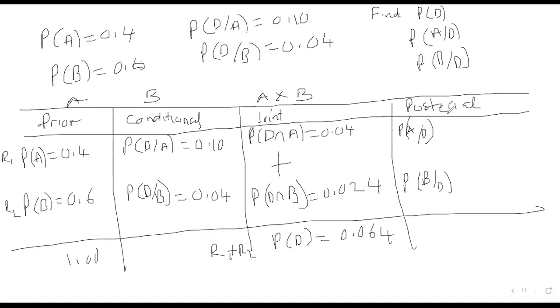So what is this one divided by that? We get 0.625. This one divided by that, what do we get? 0.375. The total is giving us what? 1. So when they ask you what is the probability of D, it is 0.064. A given D, 0.625. B given D, 0.375. These carry about 10 marks, just what we have done.